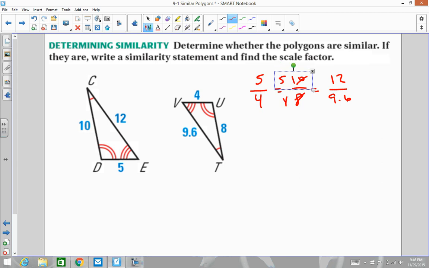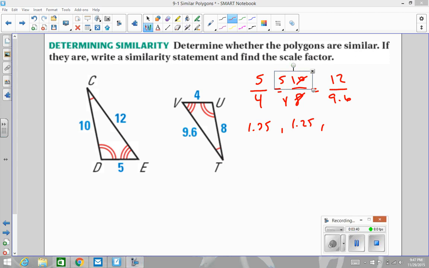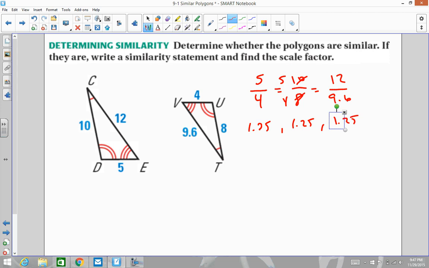And then we check this last one and see, you can use a calculator and take 12 divided by 9.6 and see what you get, because this is 1.25. This is 1.25. And this one's also going to be 1.25. So these two triangles are similar. And so then we can say triangle CDE is similar to triangle.